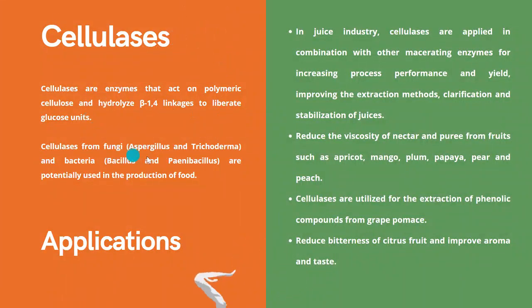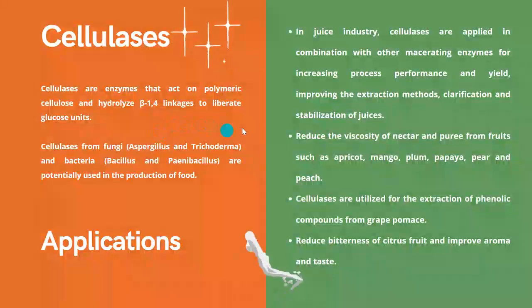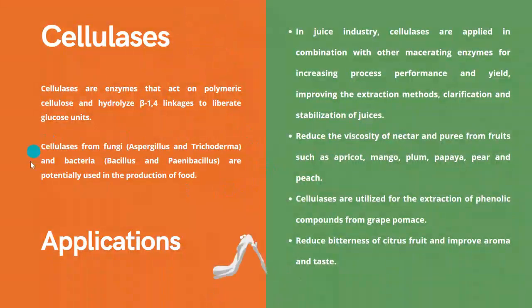Cellulases from fungi, that is Aspergillus and Trichoderma, and bacteria, Bacillus, are potentially used in the production of food. So these are other sources. Not only bacteria, but they can also be obtained from fungi, and the most common fungi from which they can be obtained are Aspergillus and Trichoderma.